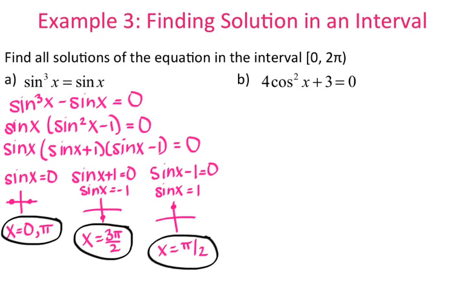Now if you'll notice, I didn't have to add the 2 pi n to it, and that's because you're not trying to find all of the solutions. You're trying to find the solutions within this interval from 0 to 2 pi. So you don't have to add that plus 2 pi n at the end.